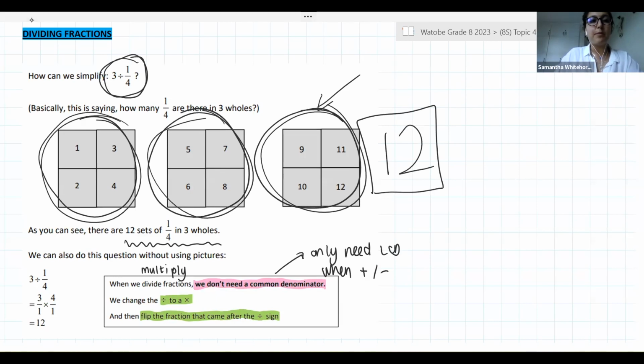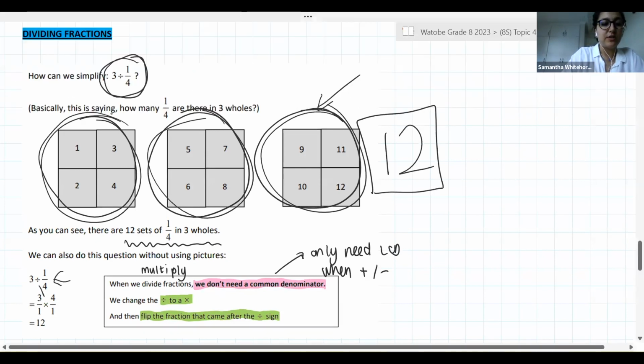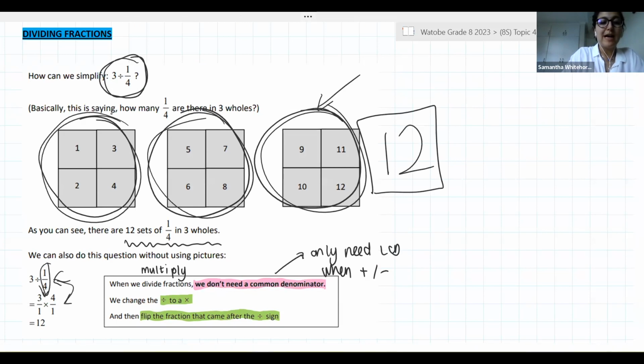But you can see that by changing the sign and flipping the fraction, so changing the division to a multiplication and flipping the 1/4 to 4/1, I get those 12 quarters. So it's not changing what I'm doing, it's just making it a little bit easier for me to actually be able to do this without a calculator. Obviously, if you had a calculator, you type it in and off you go. But we need to be able to do this without a calculator.